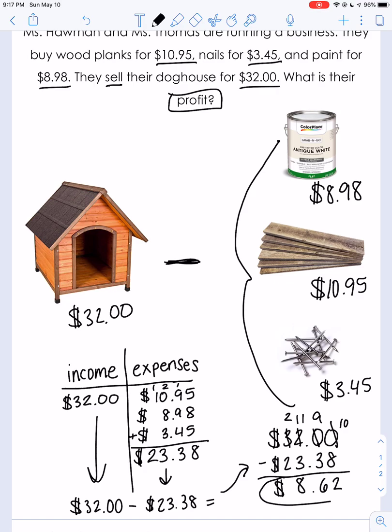So, after buying all of my materials and selling the doghouse, I only made a profit of $8.62 because that's the money that I made above and beyond the cost of all of these supplies. Keep that in mind when we're talking about profit. This is especially important if you want to run your own business or even have a lemonade stand on the corner of your street.